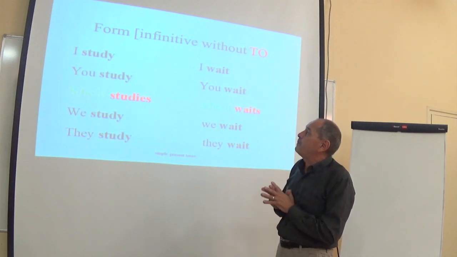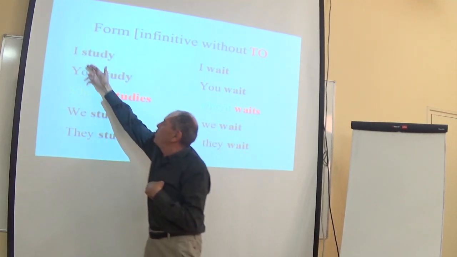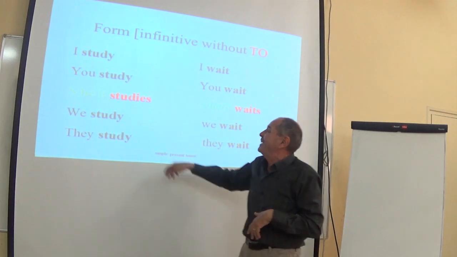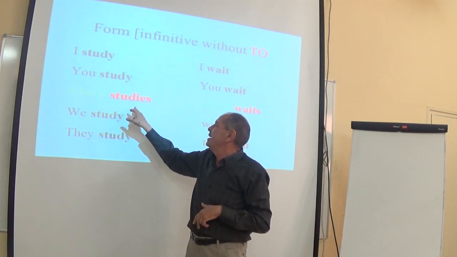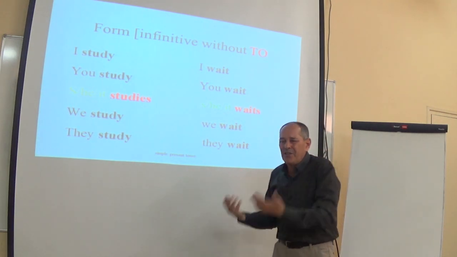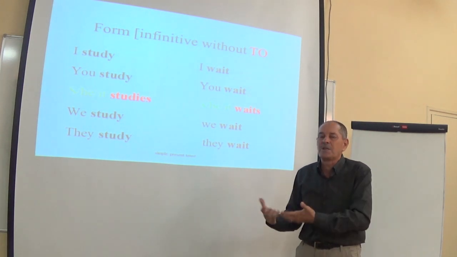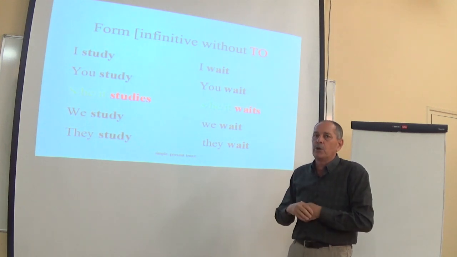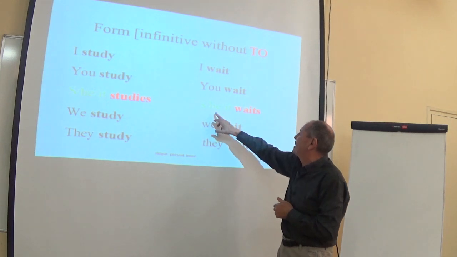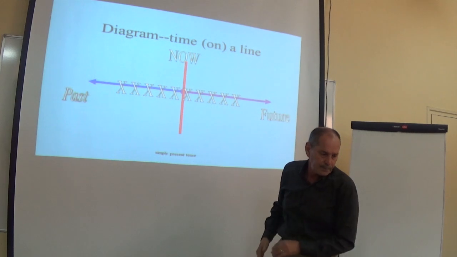Now, we must pay attention to the third person singular. So it's, we said, the pronoun or the noun. I study, you study, but you say he studies, she studies, it studies. You put an S with the third person singular, and this causes plenty of trouble for some students. They always forget to put S. So remember your S with he, she, it. Now you say I wait, you wait, but she waits, he waits, it waits.